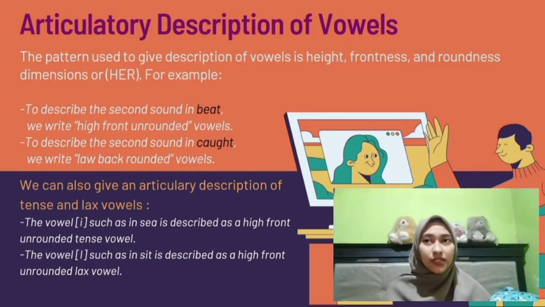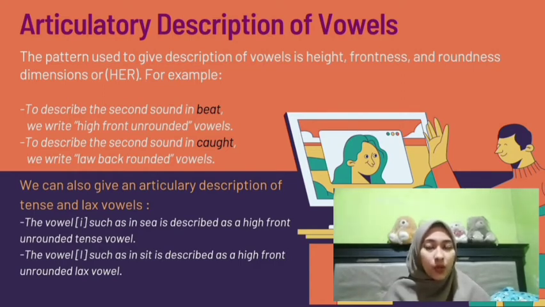So this is an articulatory description of vowels. The pattern used to give a description of vowels is height, flatness, and roundness dimensions. So for example, to describe the second sound in beat, we write high front unrounded vowel, and to describe the second sound in cough, we write low back rounded vowel.